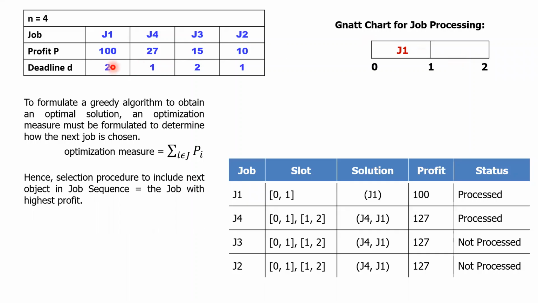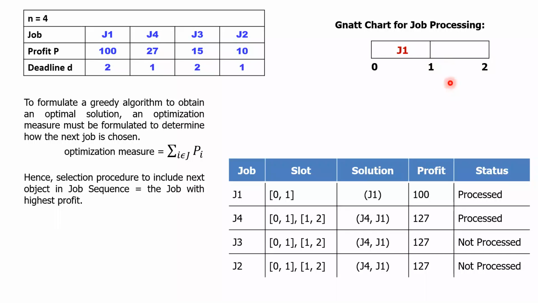So I'll take the job that gives me the highest profit, J1, and its deadline is 2. That means it has to be finished within either the first time unit or the second time unit. So I'll put it for execution in the first time unit.